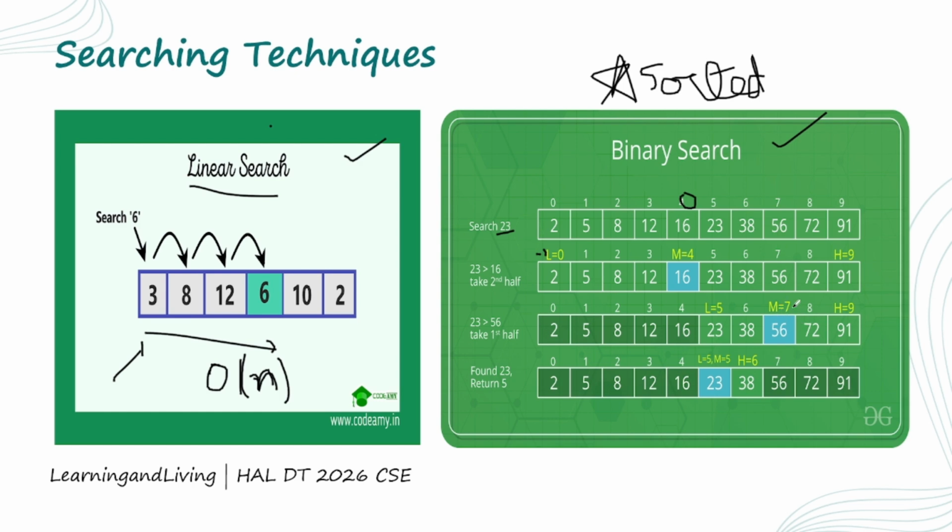Now again we check the middle. That is 5 plus 9, 14 by 2 is 7. At index 7 we have 56. Is 56 less than or greater than 23? 56 is greater, so we reduce our highest to 6, and we check the middle value again, and then we check if 23 is equal to 23. If there is no such number available, we return -1, and if we find our number, we return the index of that element. These are the two searching techniques, linear search and binary search.